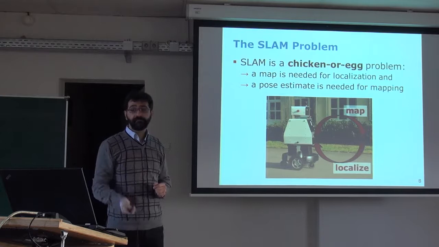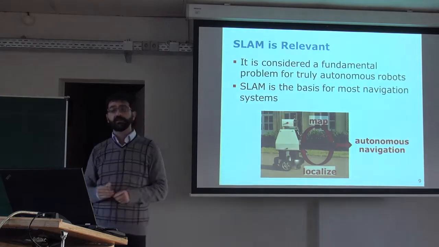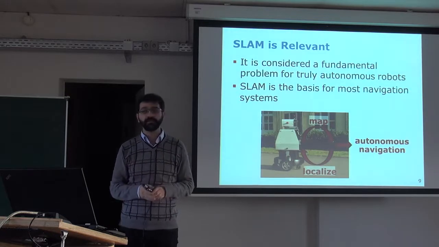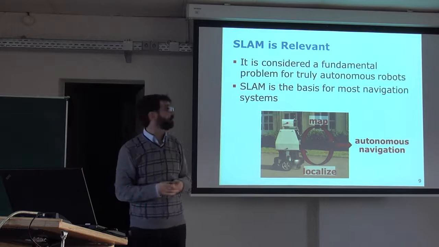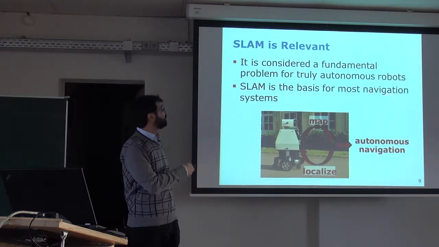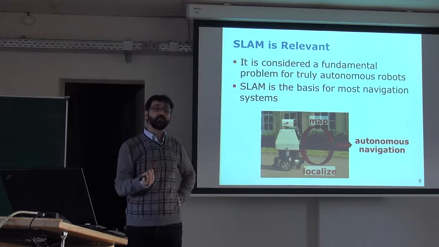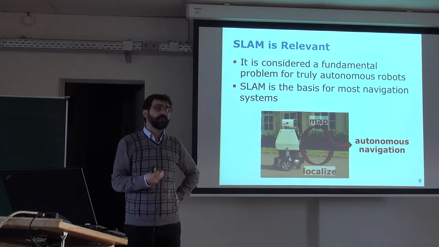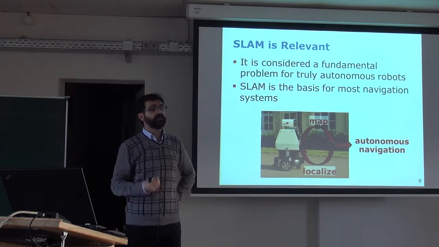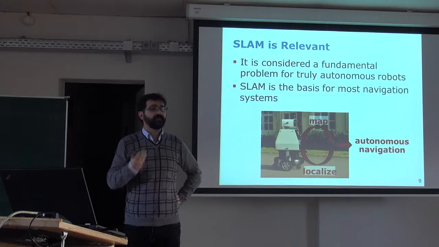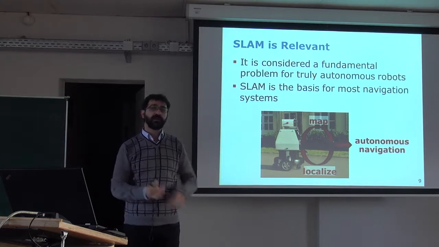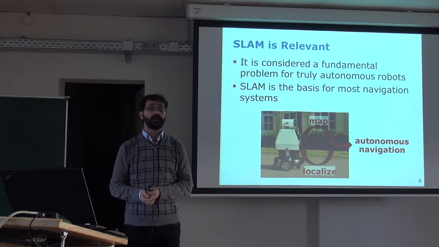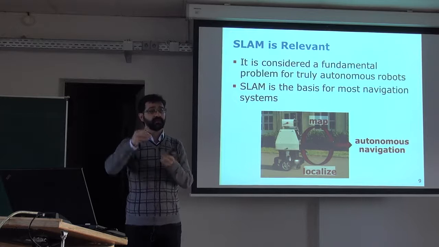And why is this problem relevant for robotics? It is actually one of the most fundamental problems if you want to have a robot moving around. The reason is that this is the basis for most navigation systems. So if you want to be autonomous, if you want a robot to be able to make decision on its own, it needs to have enough information for making a reasonable decision. Okay, and this enough information is, for instance, where are the obstacles in the environment, how I can connect different places in the environment, and so on.